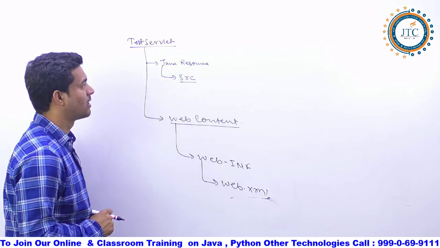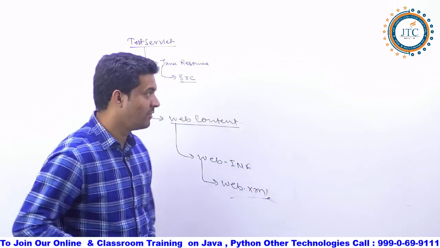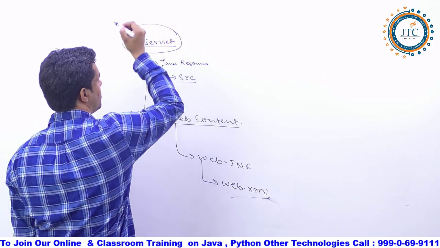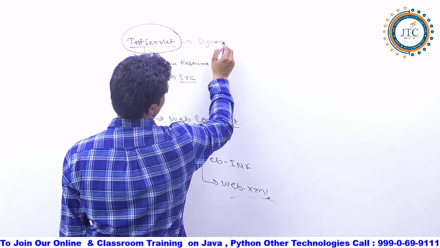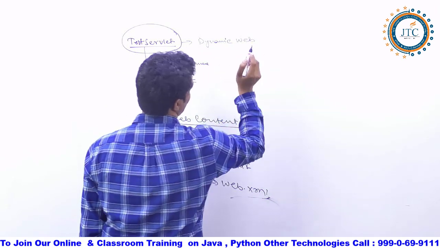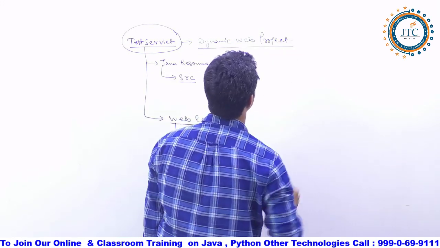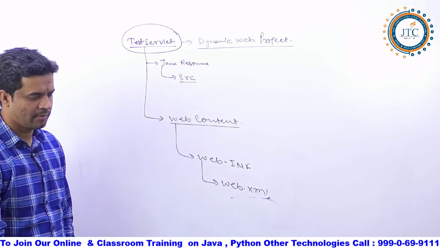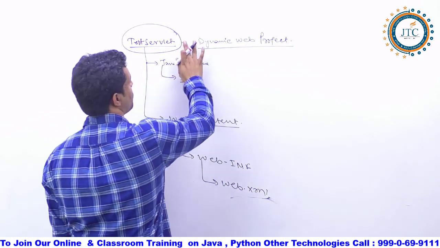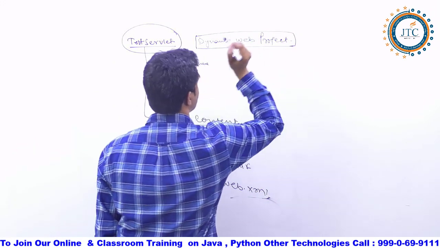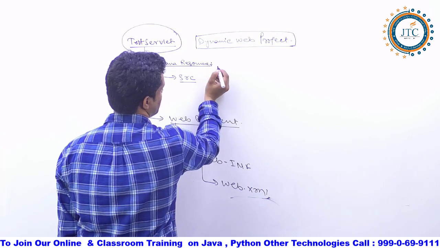Have a look here. What I was talking about: this is your test servlet. It is your project, and in Eclipse this is a dynamic web project we are talking about. This particular one is the dynamic web project. Under this dynamic web project there is a resource called Java resource available here.